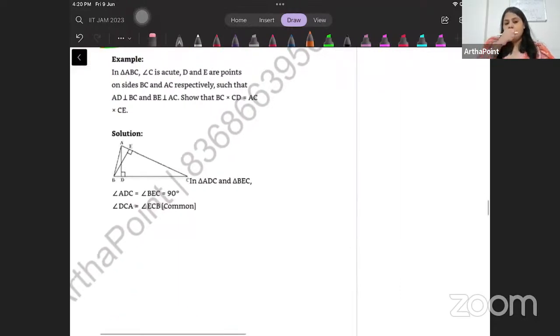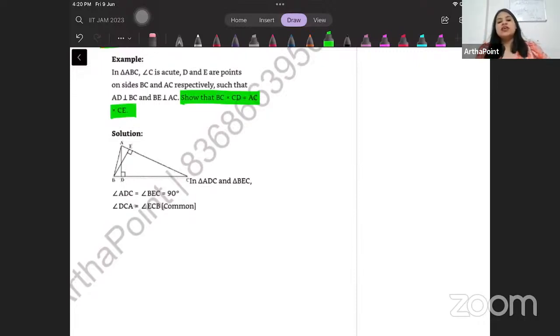In triangle ABC, angle C is acute. D and E are points on side BC and AC respectively, such that AD is perpendicular to BC and BE is perpendicular to AC. Show that. In place of "show that" you will be given an MCQ, which of the following is true, and you will be given one of the statements as this, that BC into CD is equal to AC into CE.